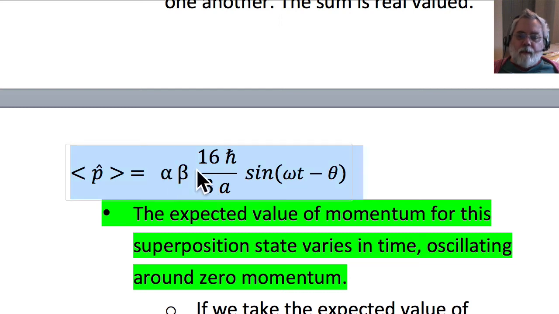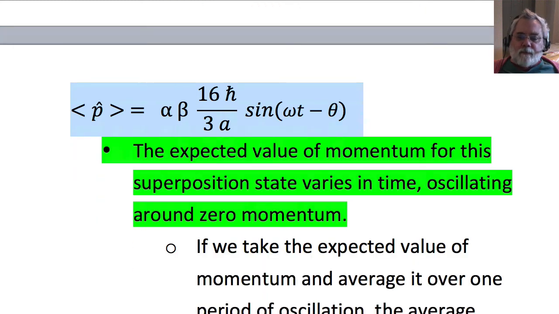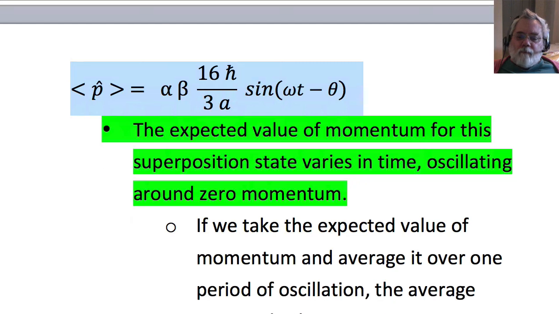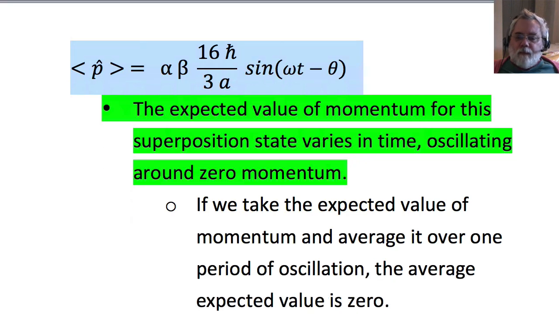Alpha is real, beta is real, 16 h bar over 3a is real. Sine of omega t minus theta is real, so the expectation value of momentum is real. It varies in time, oscillating around 0 momentum in this case. If we take the expected value of momentum and average it over one period of oscillation, the average expected value is 0.